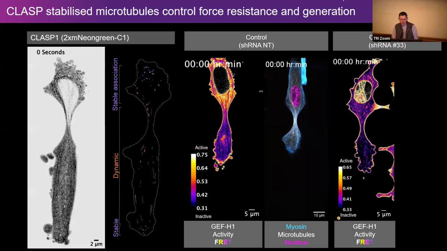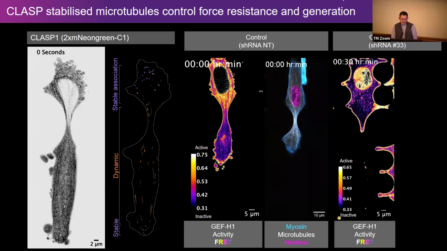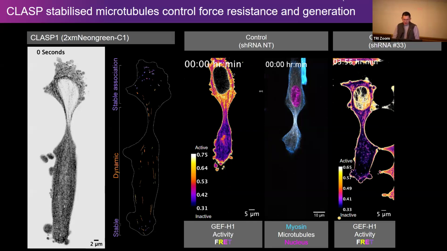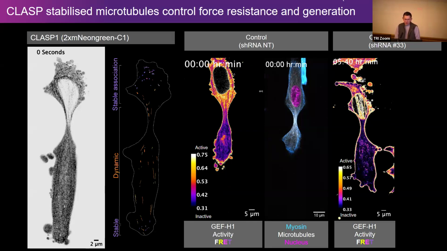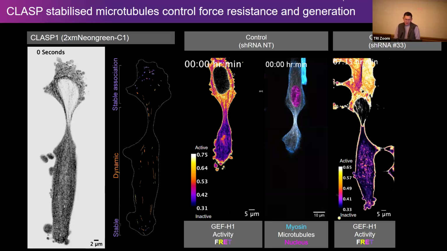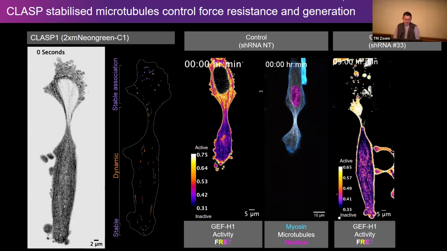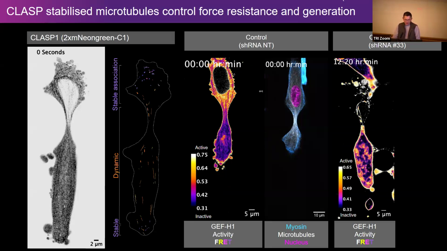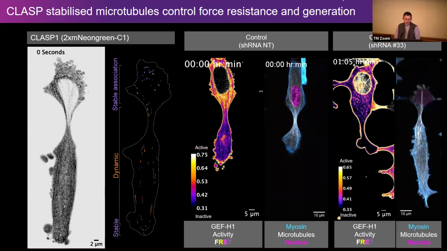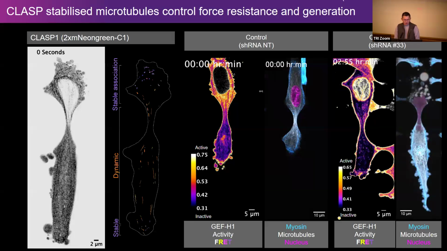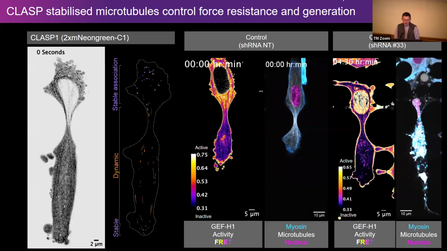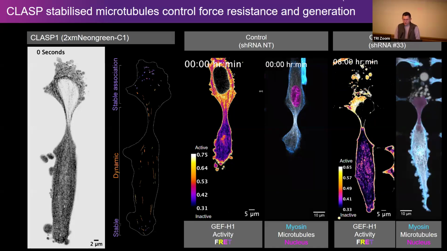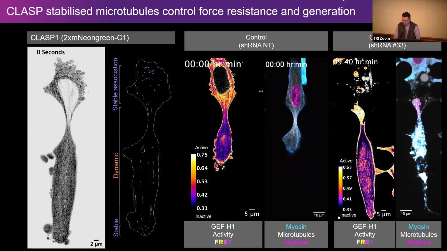Now, what happens when you deplete CLASP is that you get complete dysregulation of this process. You no longer get GEF-H1 recruitment or enrichment at the rear. And you can see here as GEF-H1 activates, it slips completely past and then it doesn't enrich, and the cell dies. And the same thing as well with actin-myosin contractility. We just get complete dysregulation and activation of this force machinery in the cells.